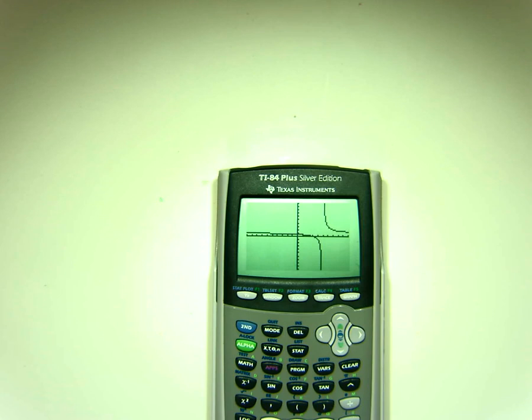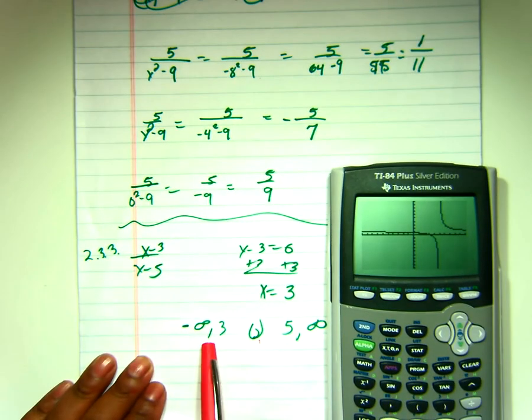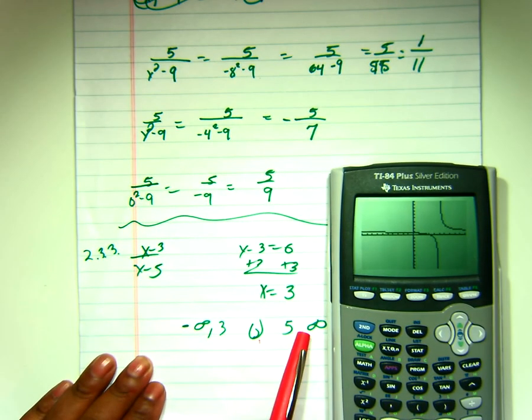So notice how when you have your asymptote right here, positive 3, it's coming from the negative direction. And then when you have your asymptote at positive 5, it's going into the positive direction. Therefore, that's why you have the negative infinity union 5 and positive infinity.